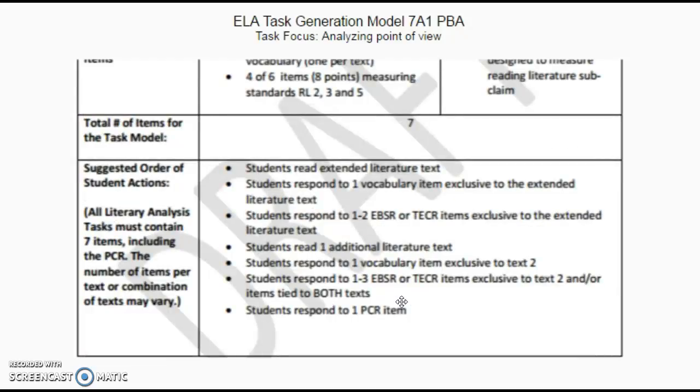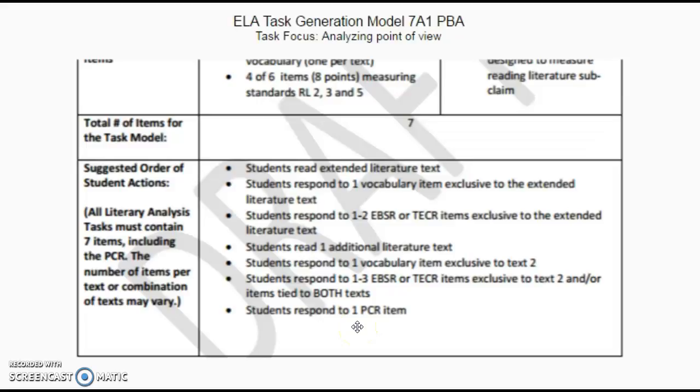The final row on this task generation model provides a recipe for the assessment, or the order in which students will see the test items. In this case, students will read a text, respond to 1 vocabulary item, respond to 1 or 2 EBSR or TECR items, read another text, respond to another vocabulary item, respond to another 1 to 3 EBSR or TECR items, and finally write their essays.